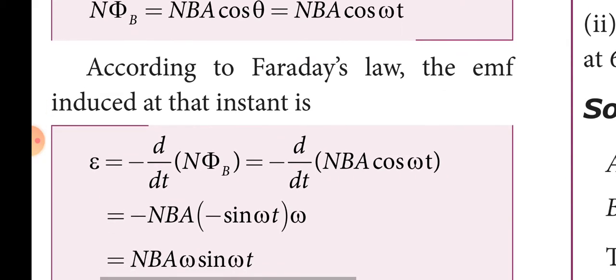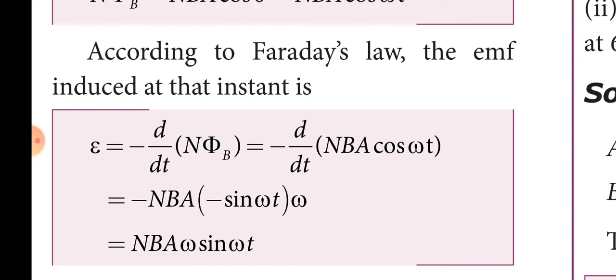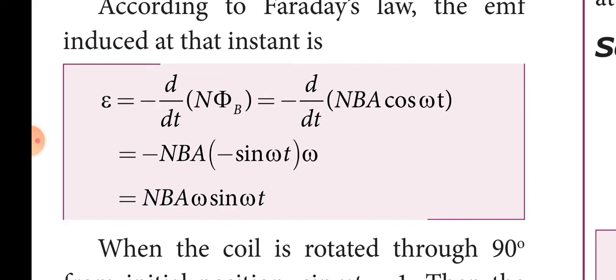By using Faraday's law, the induced EMF E equals minus d phi by dt. Here phi is replaced by the flux linkage, so we put N phi B. So minus d by dt of N phi B, where N phi B is NBA cos omega t. NBA is a constant, so we take it outside the bracket: minus NBA. Differentiating cos omega t, we get minus sin omega t, and differentiating omega t once again, we get omega. So the induced EMF epsilon is NBA omega sin omega t.